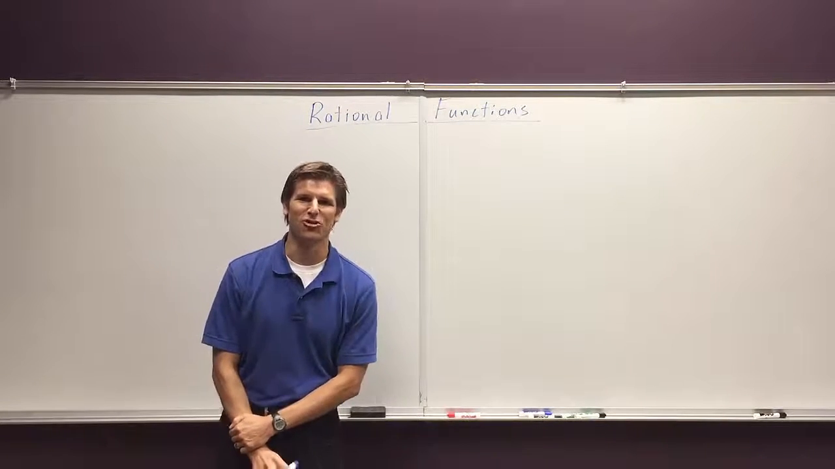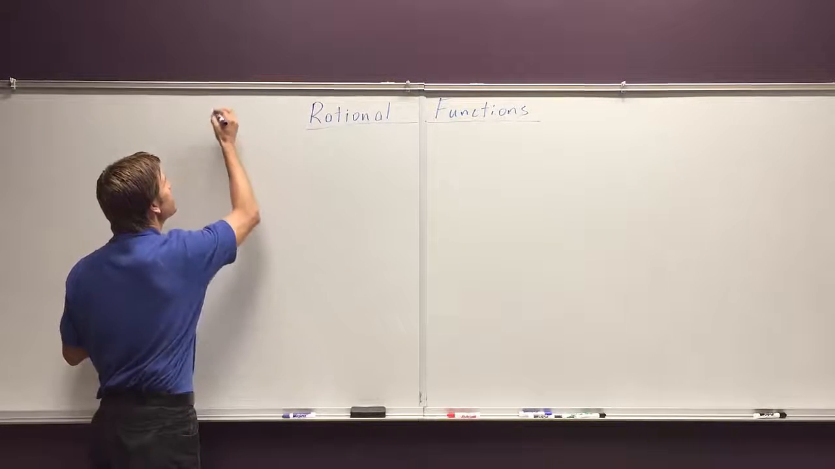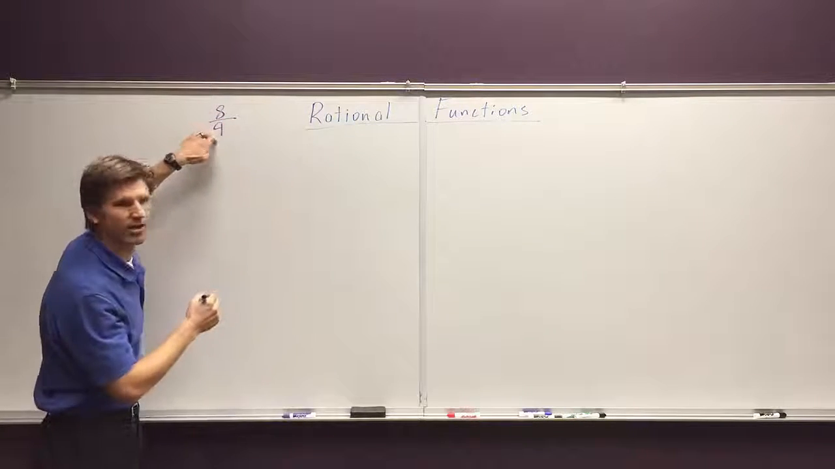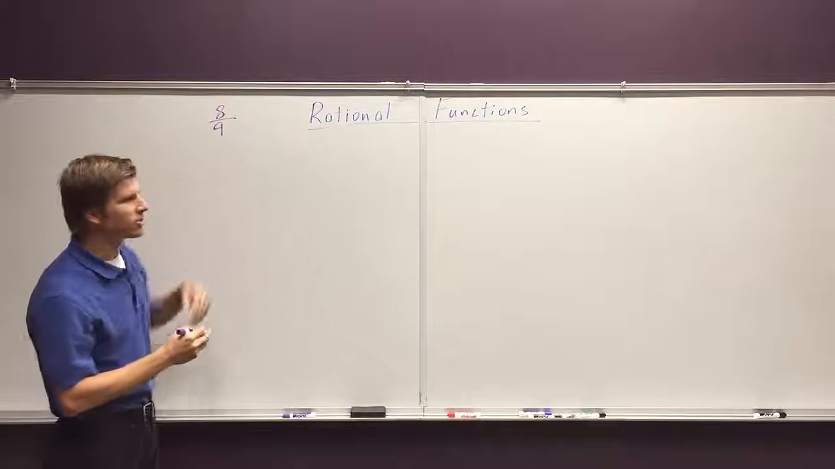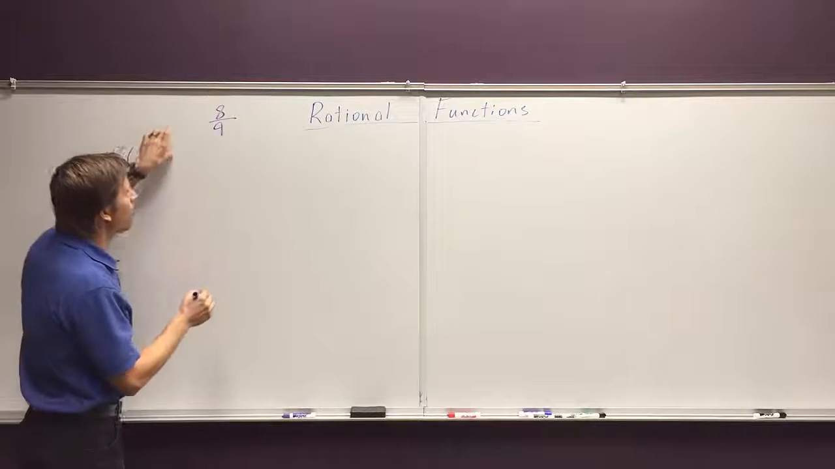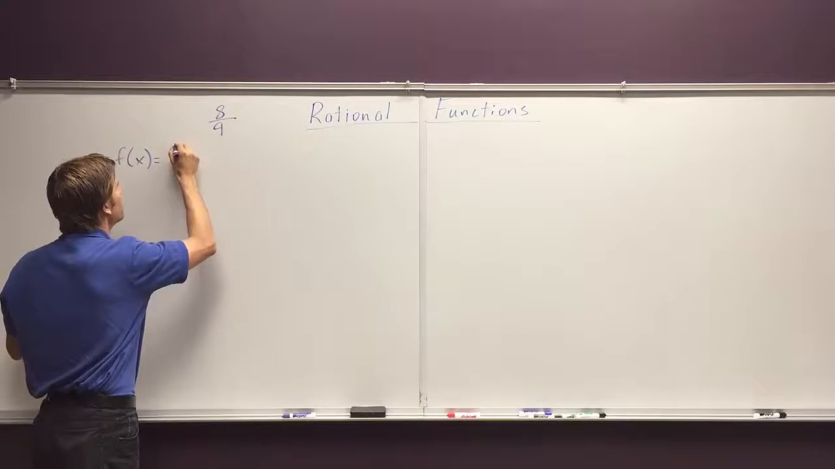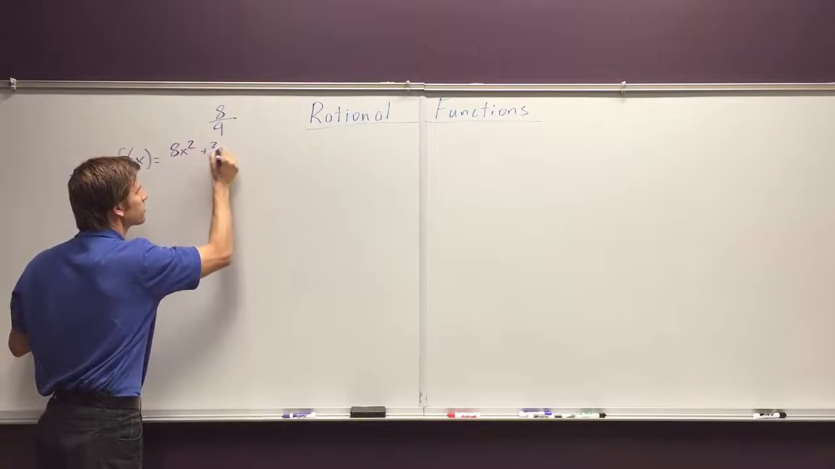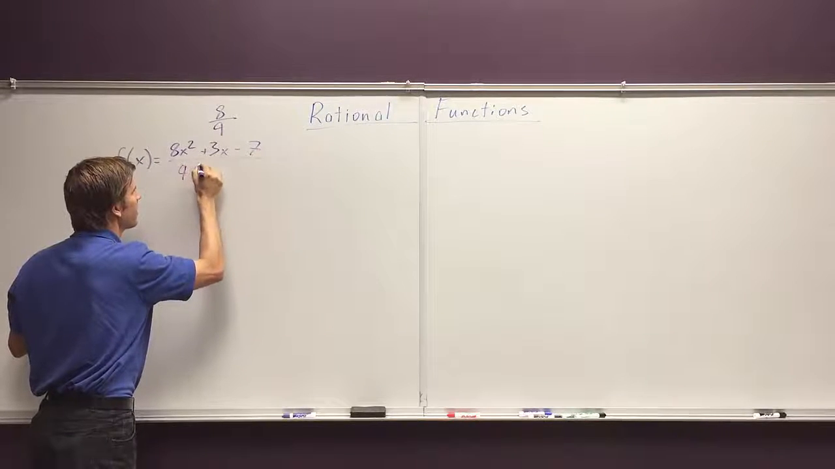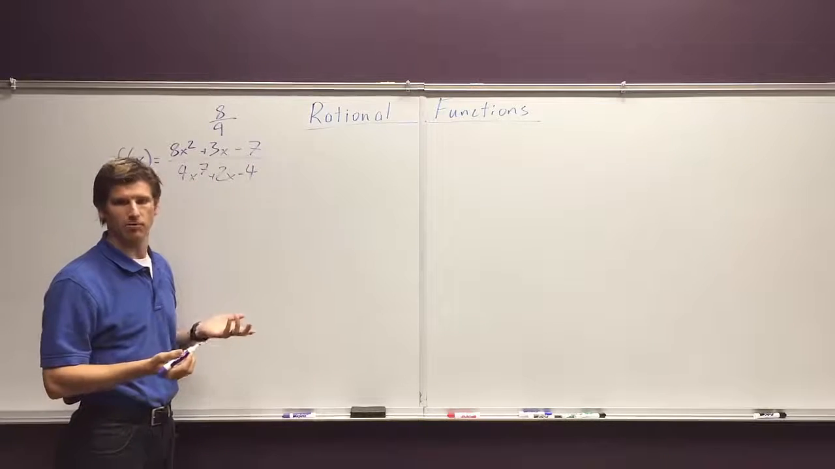Let's talk about rational functions. So you remember a rational number is an integer divided by another non-zero integer, right? So a rational function is actually a polynomial function divided by a non-zero polynomial function. So 8x squared plus 3x minus 7 over 9x to the 7th plus 2x minus 4. That's an example of a rational function.